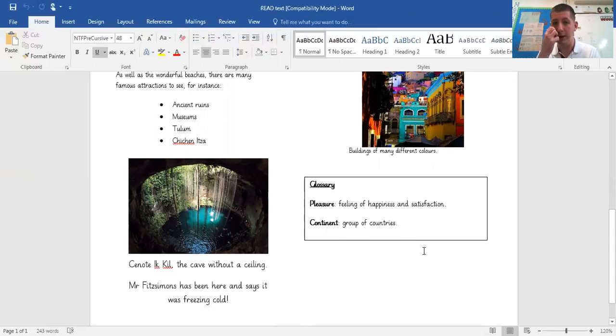You might have noticed in the text that those words were put in bold because they are in the glossary, and the glossary tells you what those words mean. And then finally, on the left-hand side here, there's a picture of a cenote, and it's called Cenote Ixquill, a cave without a ceiling. It says, Mr. Fitzsimmons has been here and says it was freezing cold.